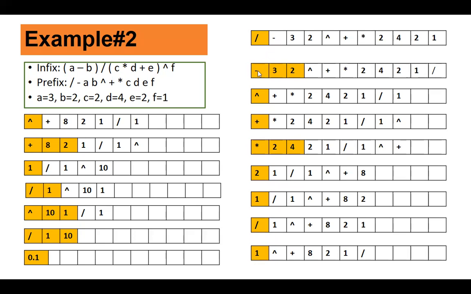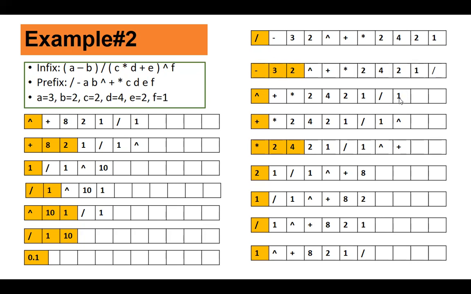That is minus. Now minus is an operator followed by two operands. So what you do? Delete the operator, delete operand 1, delete operand 2. Now when these are deleted, front will be pointing here. And carry out the operation. What is the operation now? 3 minus 2. The answer is 1. 1 is inserted here. Is it clear? So when these are deleted, front is pointing here.